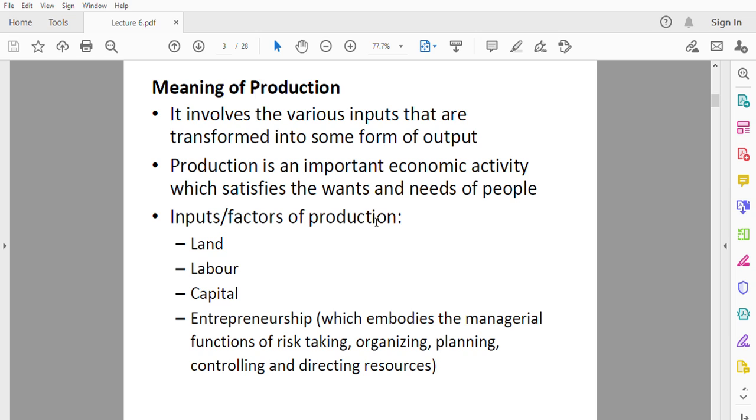Now the inputs we mentioned are also called factors of production. So inputs of production or factors of production: we have land, labor, capital, and entrepreneurship. Entrepreneurship embodies the managerial functions of risk taking, organizing, planning, controlling, and also directing the resources or the other inputs of production. So entrepreneurship is some form of skills or functions performed by an entrepreneur, a human being, right?